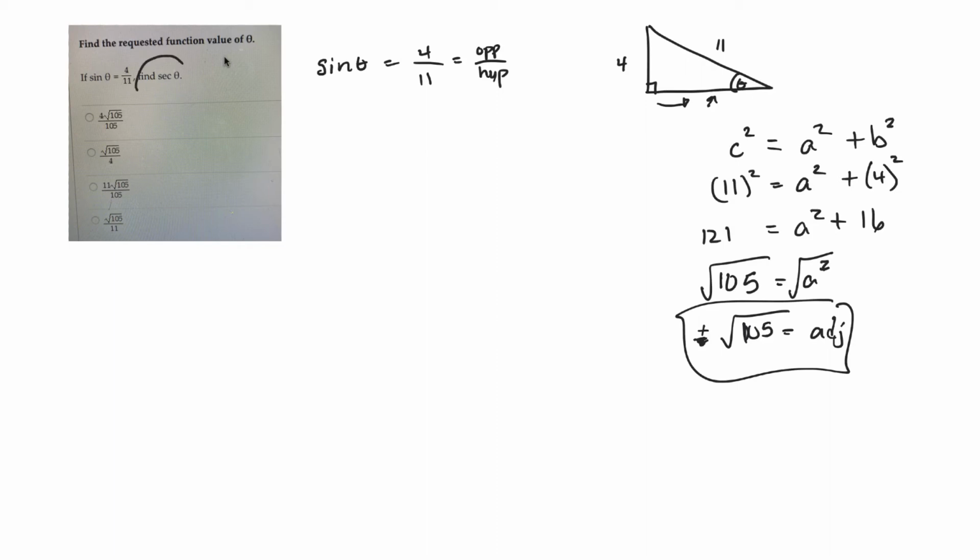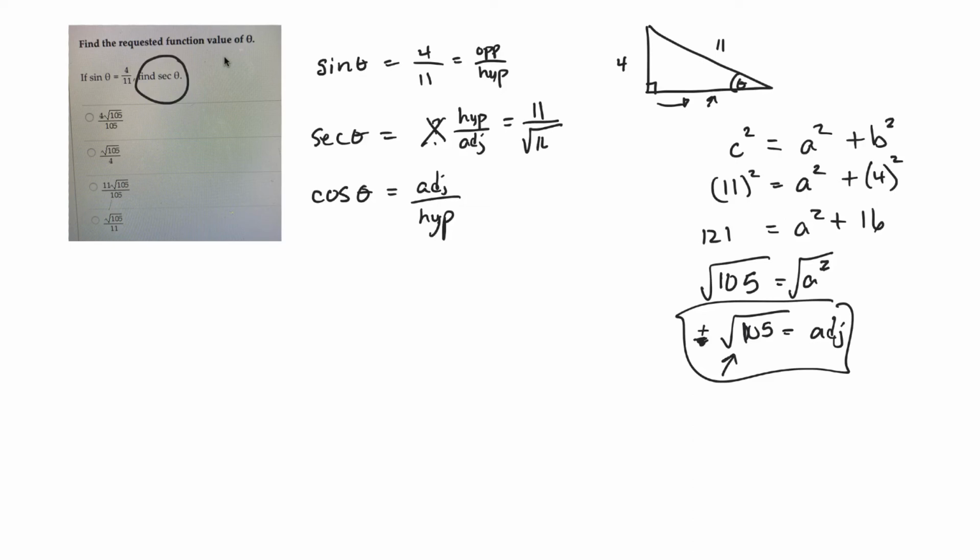So they say in the question, find the secant of theta. Well, secant of theta, I'm not sure, but I know that the secant is a reciprocal of cosine. And I know cosine is adjacent over hypotenuse. Therefore, secant has to be hypotenuse over adjacent, right? So the hypotenuse is 11, and the adjacent side I just figured out is root 105.